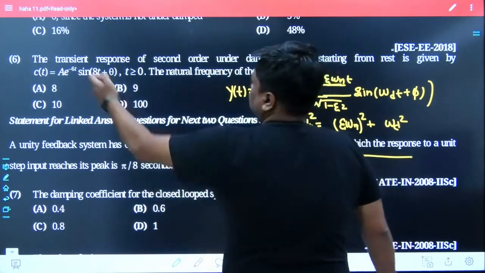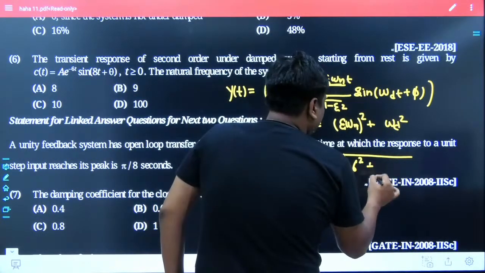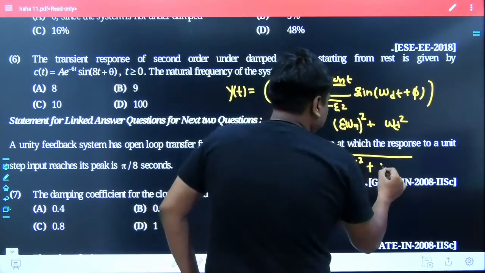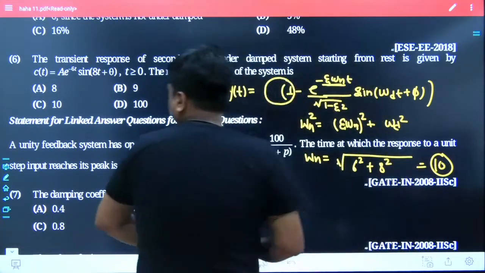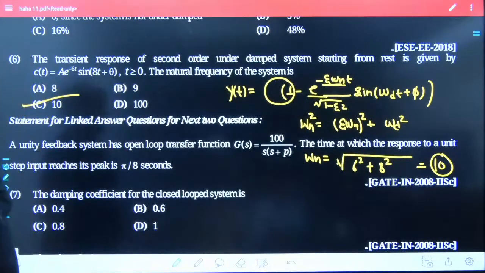So omega_n is simply: zeta omega_n, how much was it? 6, raised to the power of 2. Similarly, omega_d, how much was it? 8, raised to the power of 2. Put together, the result which we are supposed to get is option C. It is option C.